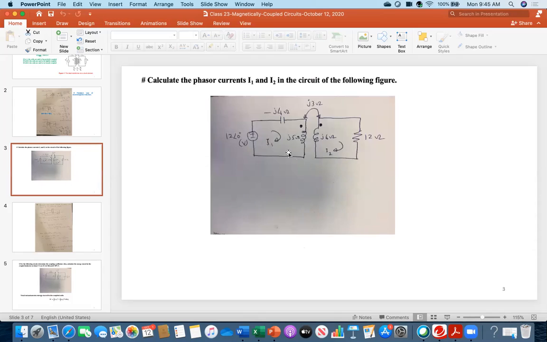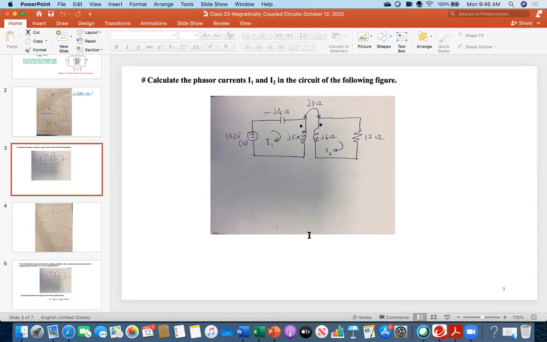But the first problem is this one: calculate the phasor currents I1 and I2. What is the amount of current I1 and what is the amount of current I2? This is the question. In this case, J5 ohm is your self-inductance, or L1. J6 is the self-inductance of the right side coil. And can you see on top, J3 ohm is the mutual inductance, M21 or M12. There is a capacitor here and a resistor here. Is this fine? Yeah.